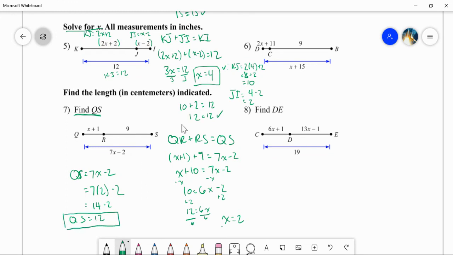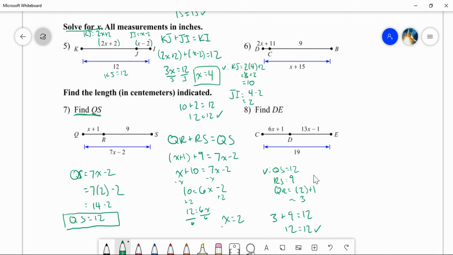Okay, and again, we can check this by saying, well, we're assuming QS is equal to 12. We know that RS is equal to 9, and now we need to solve for what QR is. Well, QR is x plus 1, so QR is 2 plus 1, which is 3. So now I really just need to check QR, which is 3, plus RS, which is 9. Does that equal 12? Well, 12 equals 12, and I'm good.